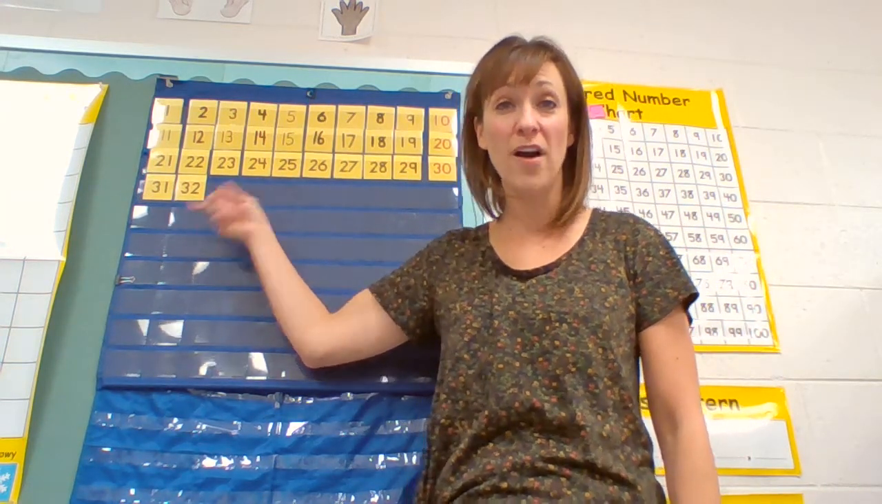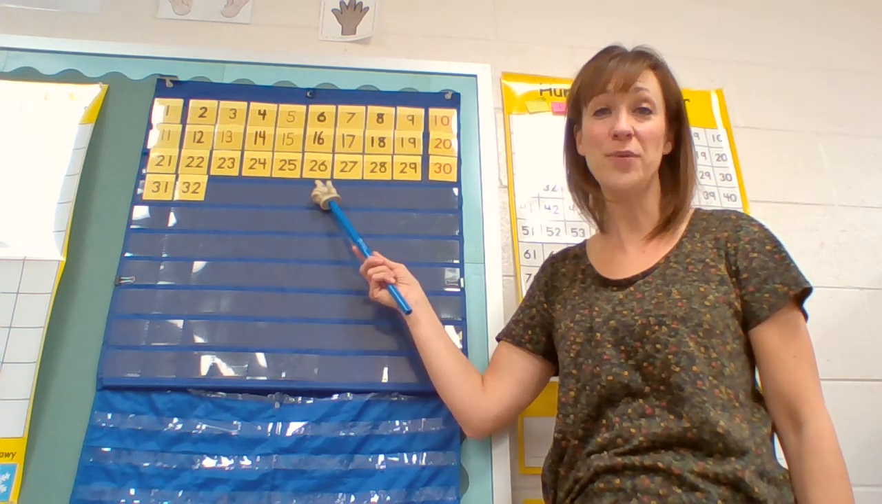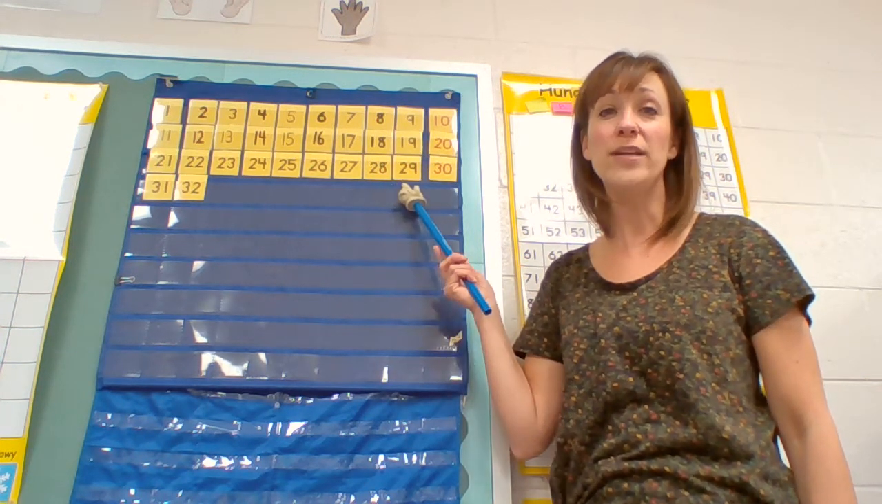All right, we are over here and we are ready to sing our Twinkle Twinkle song to find out what number comes after 32 for our school year. Are you ready? Here we go. 1, 2, 3, 4, 5, 6, 7, 8, 9, 10, 11, 12, 13, 14, 15, 16, 17, 18, 19, 20, 21, 22, 23, 24, 25, 26, 27, 28, 29, 30, 31, 32, 33.